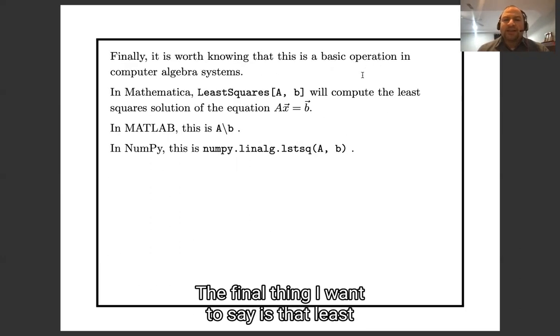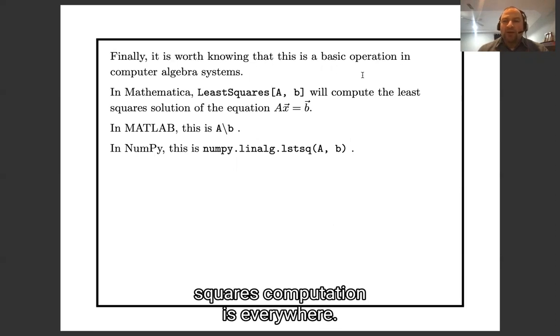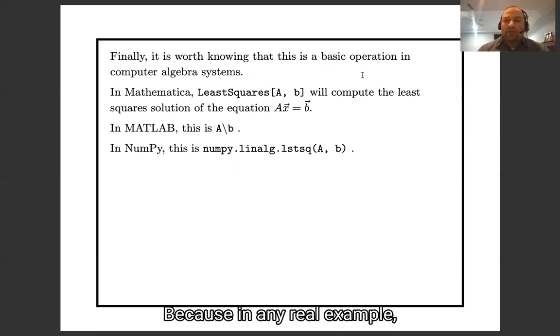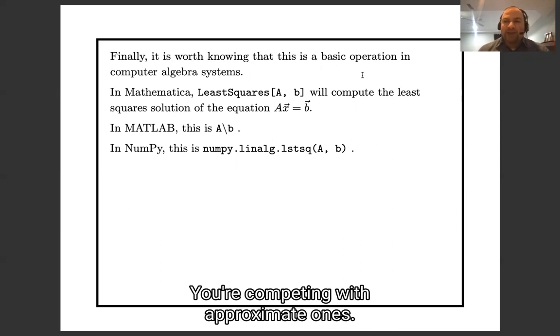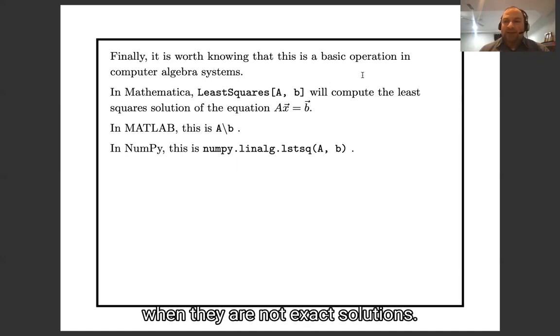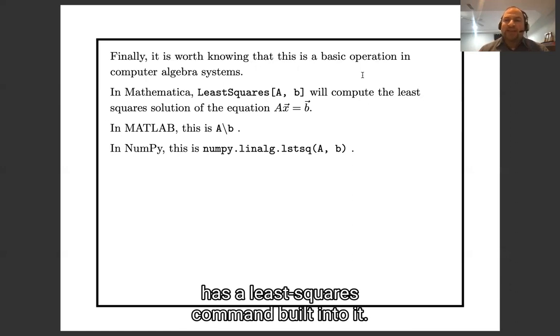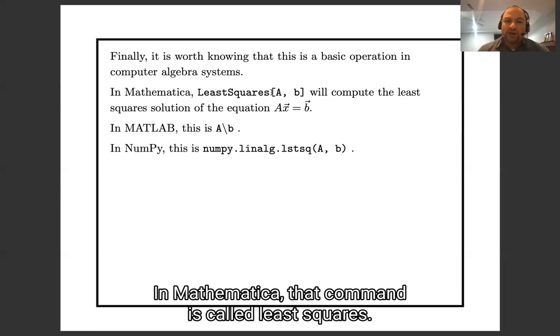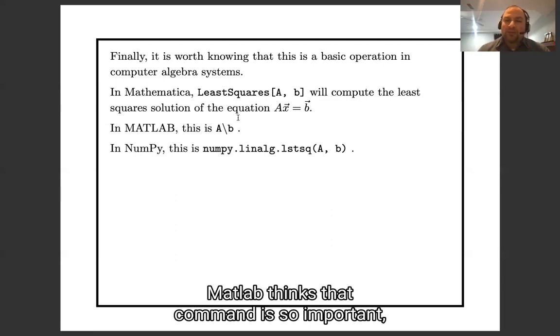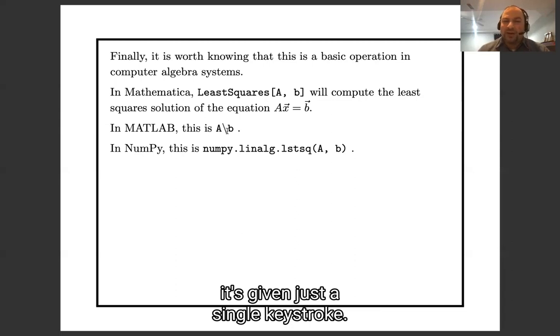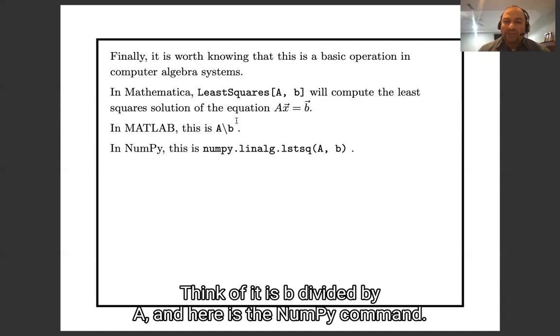The final thing I want to say is that least squares computation is everywhere, because in any real example, you're probably not computing with exact numbers, you're computing with approximate ones. And so you need to be able to come up with approximate solutions even when there are not exact solutions. So in particular, every computer algebra system has a least squares command built into it. In Mathematica, that command is called LeastSquares. MATLAB thinks that command is so important, it's given it just a single keystroke. The backslash is least squares. Think of it as B divided by A. And here's the NumPy command.